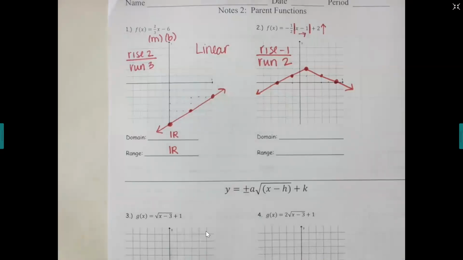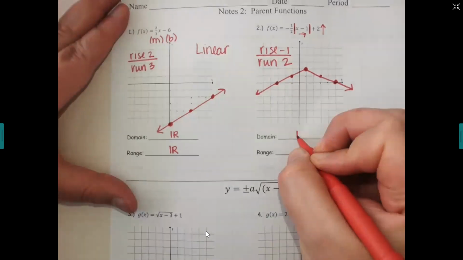Okay, then I want you to think about your domain. Remember, domain is side to side. How far to the left does your V go? Okay, infinity, what about to the right? Infinity, then your domain is all real numbers.